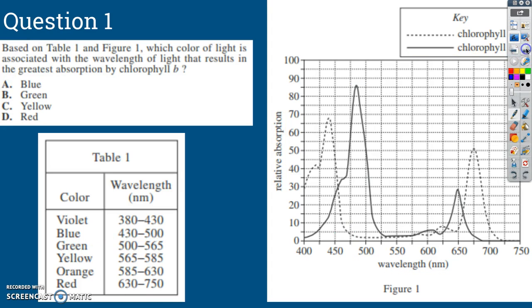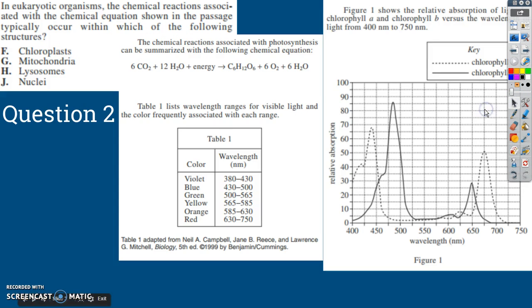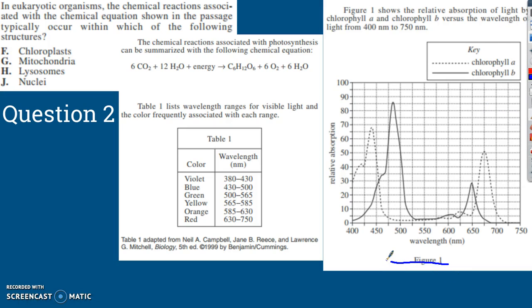Next question. We now have the same chart here. We got figure 1 again, and we're looking at eukaryotic organisms. The chemical reactions associated with the chemical equation shown in the passage typically occur within which of the following structures? Now, we've got figure 1, and we've got this table, and table 1 lists wavelength ranges for visible light and color frequently associated with each range.